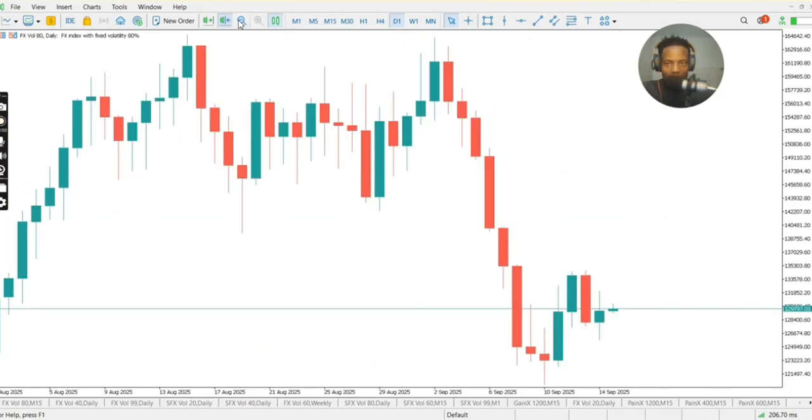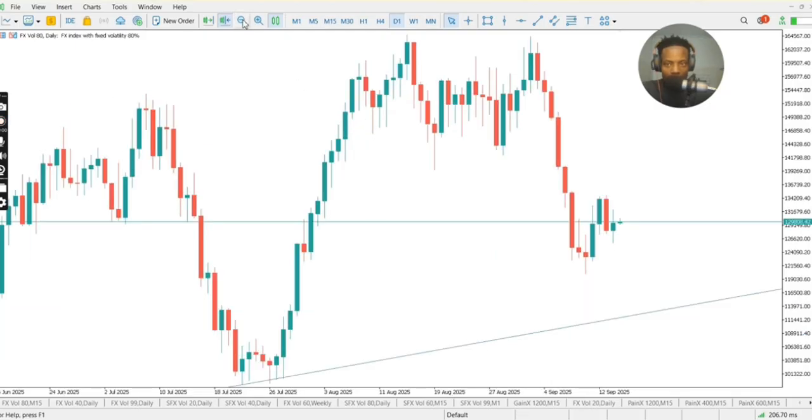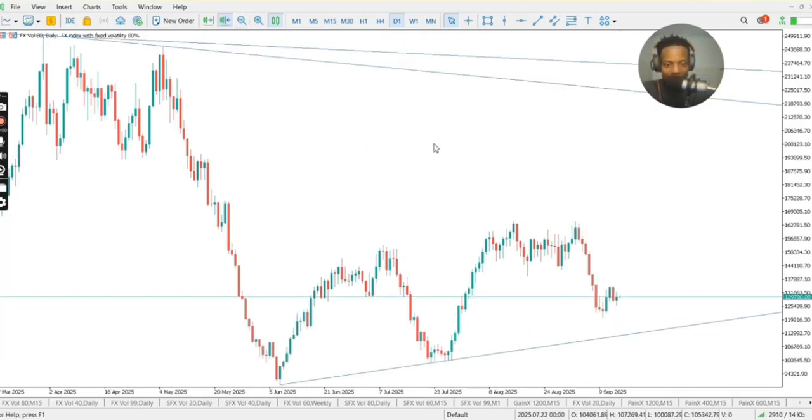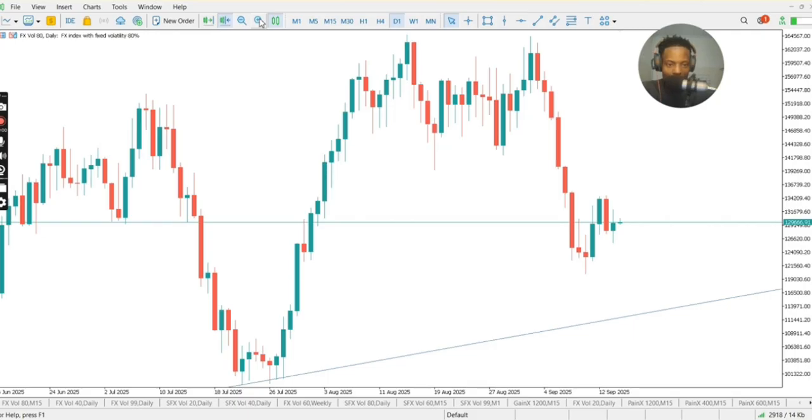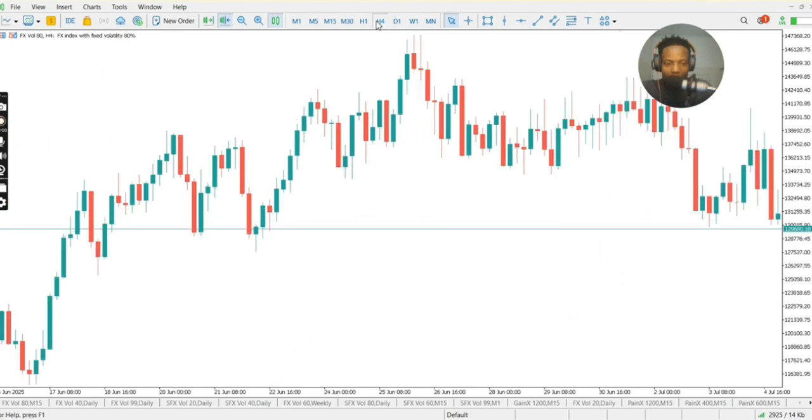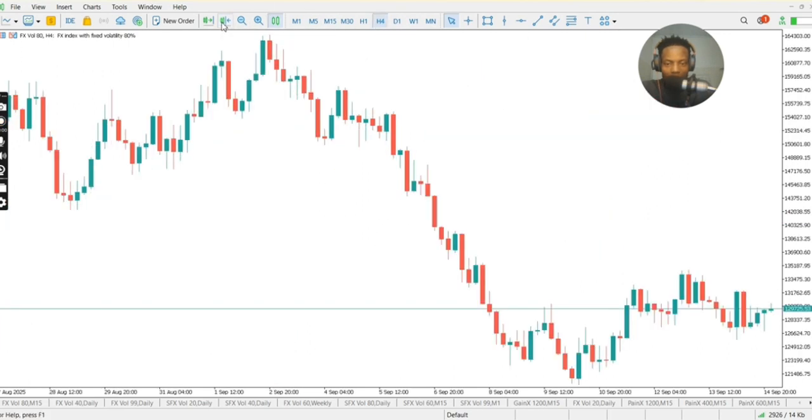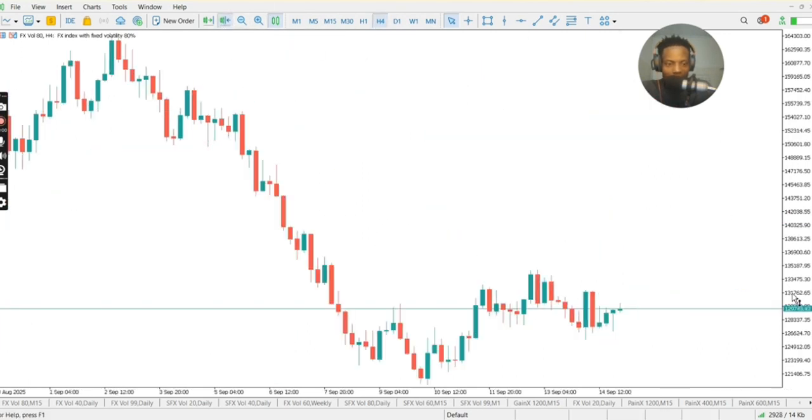You know what, guys? When you are trading trend lines, you don't need to force things. If there is no trend line that you can draw, there is no trend line, right? Don't force it. So on a daily time frame, there is no trend line that I can draw. So I have to go to an H4 time frame and see, right?